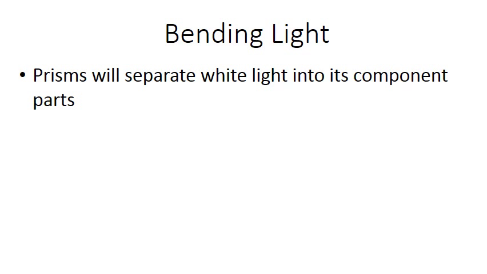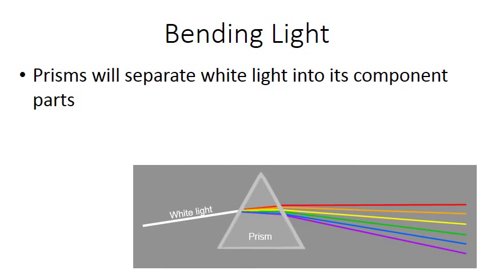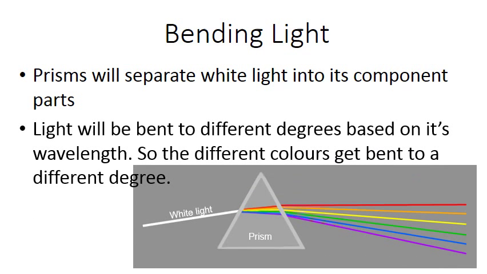Bending light. Prisms will separate white light into its component parts. If you want to see the colors of light, if you put light through a prism, it will refract all the different colors at a different rate, and they'll separate out, and you end up with a rainbow. Light will be bent to different degrees based on its wavelength. Because each color has its own wavelength, it gets bent to a different degree. And because it's being bent to a different degree, it separates out from the other colors of light, and you end up with a rainbow coming out the other side of the prism.